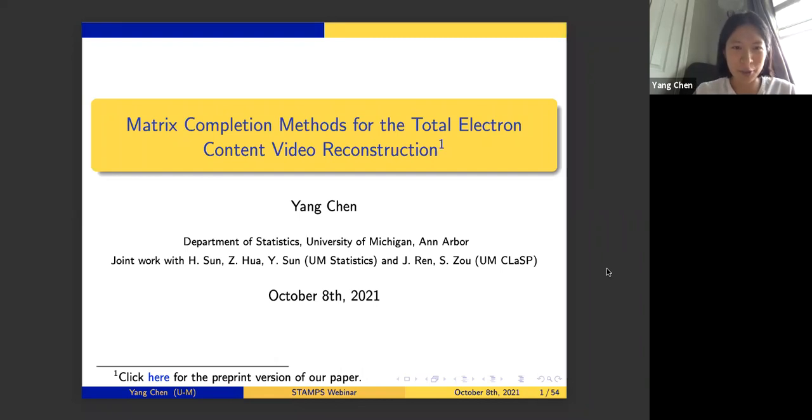So I'm going to talk about matrix completion methods, or in other words, video completion methods that we developed, especially for the total electron content video reconstruction problem. But the methodology is kind of general, as you could see. This is joint work with my students and colleagues at the University of Michigan Department of Statistics and our collaborators from the Climate and Space Science Department.